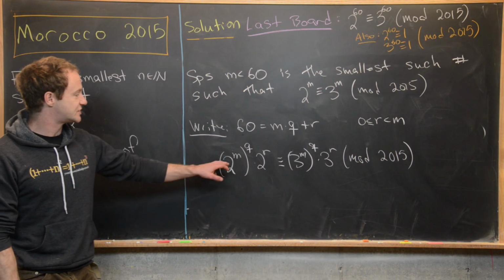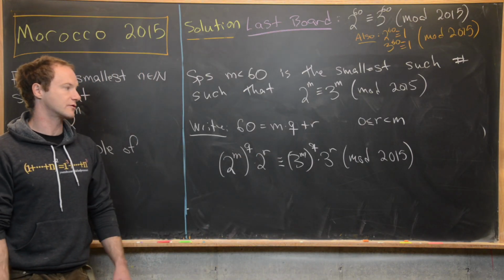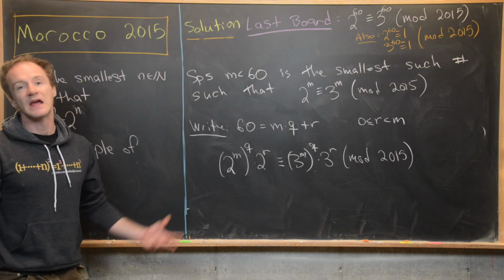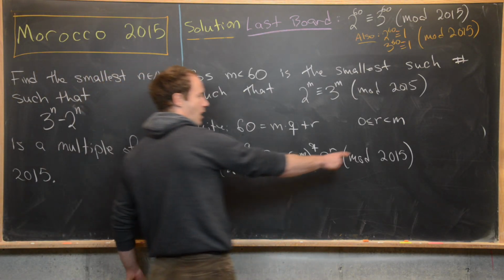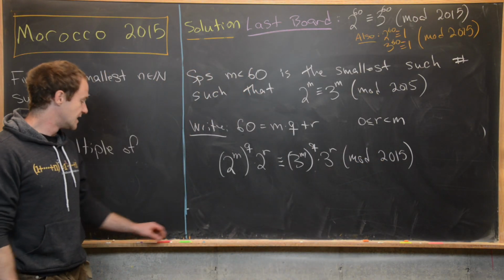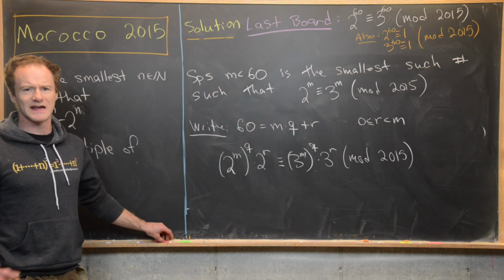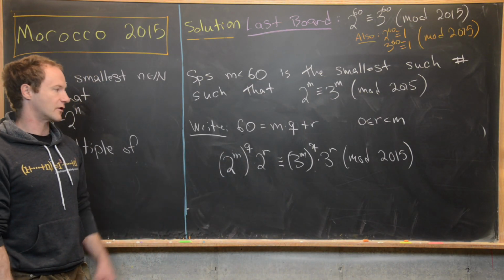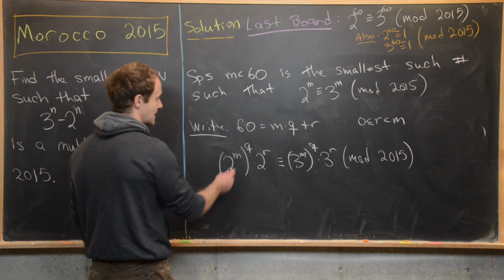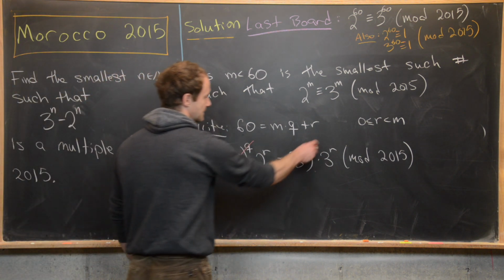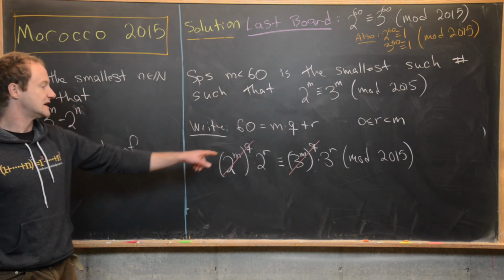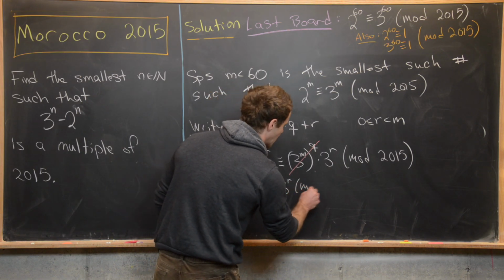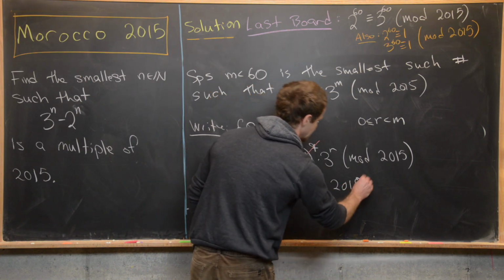2015. But now notice that 2 to the m and 3 to the m are congruent modulo 2015. So these two are the same number. And furthermore, neither of them are divisors of 2015, so that means you can cancel them from both sides. So that's actually pretty important, that 2 and 3 are invertible mod 2015. So that means we can cancel this whole thing and this whole thing, leaving us with 2 to the r is congruent to 3 to the r mod 2015.